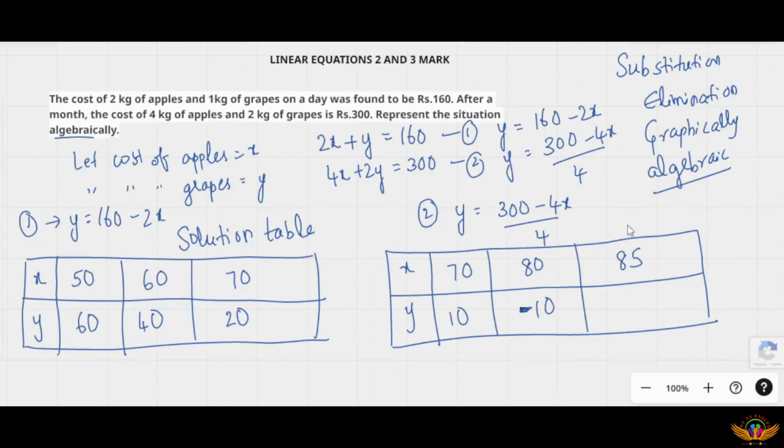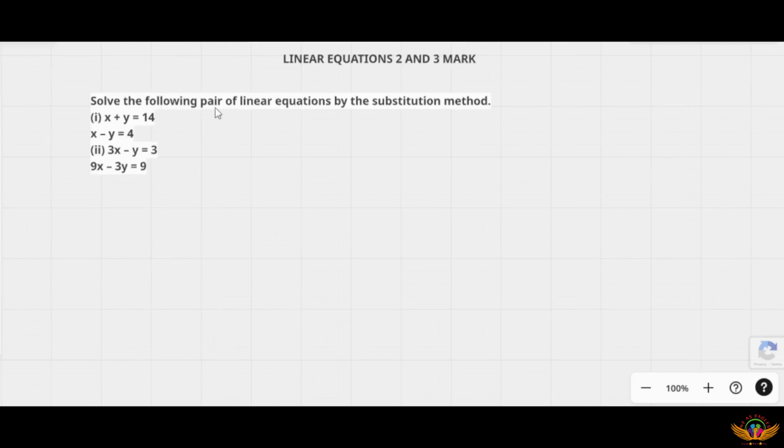If we put 75, we will get 0, right? Because 75 into 4 is 300. That's the reason I'm taking this. It's your wish. It's not like you have to take only 75. You can take any values. 75 into 4 is 300, so 300 minus 300 is 0. So these are the solution tables for the two equations, and this is the way we represent these equations algebraically. All right.